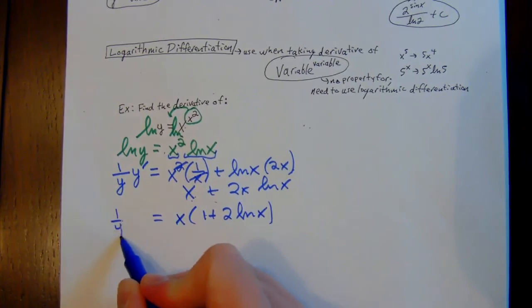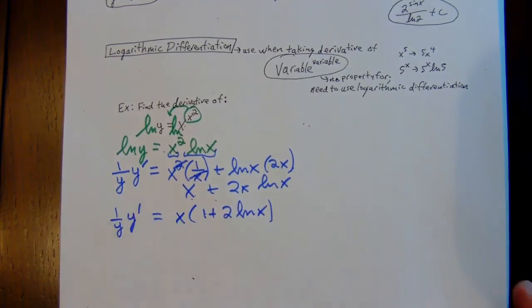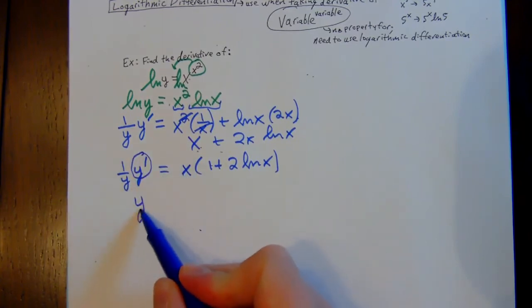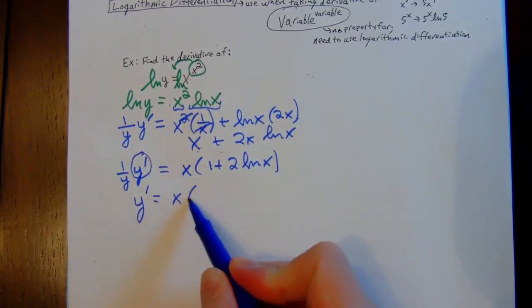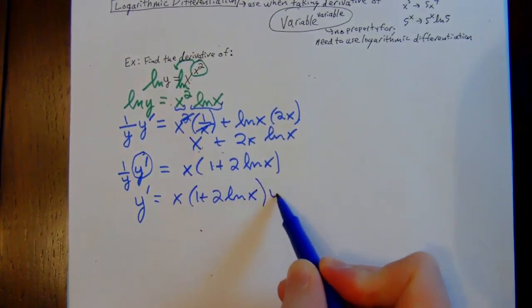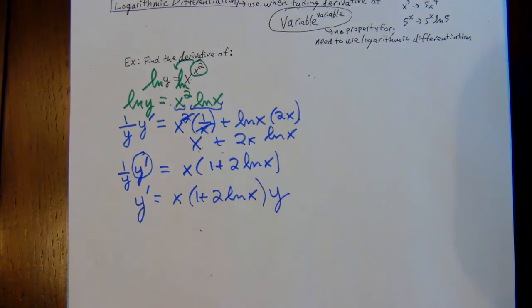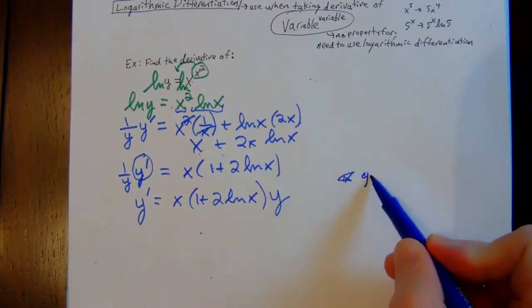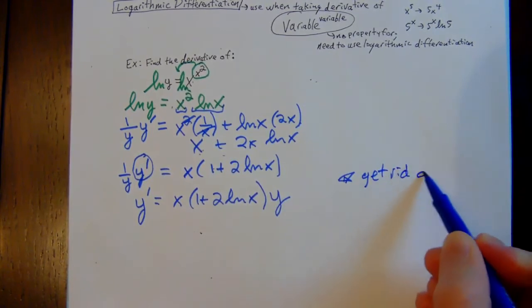And then we have this 1 over y, y prime is equal to that. And our ultimate goal is to solve for the y prime. So I'm going to multiply both sides by the y. And we are almost done here. We can't leave the y in the original problem. You must get rid of the y, all right? You got to get rid of that y that's in there.